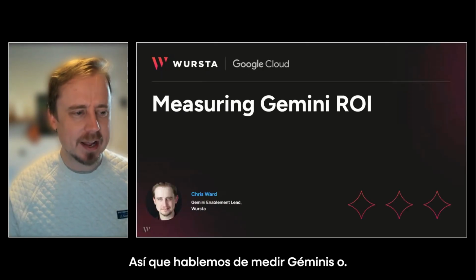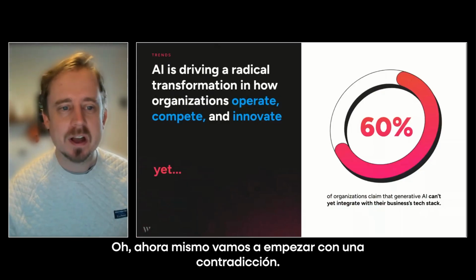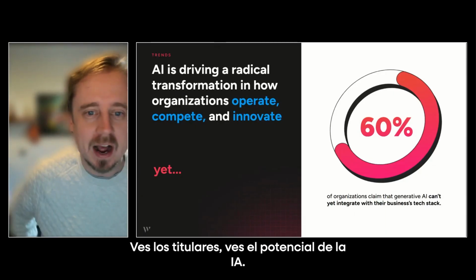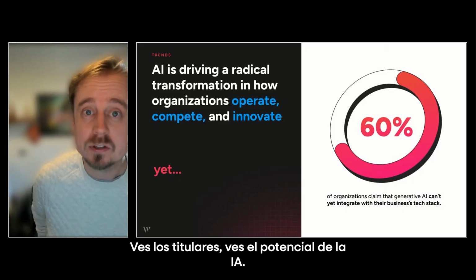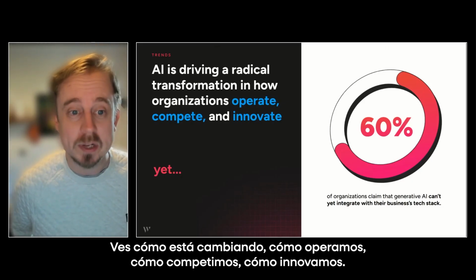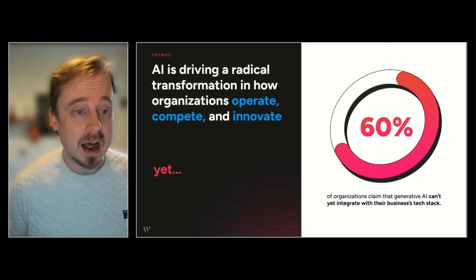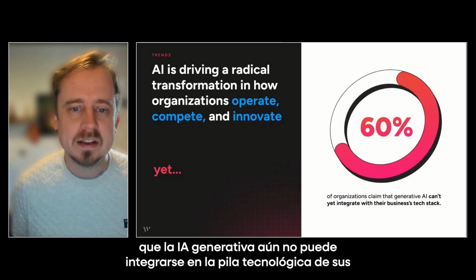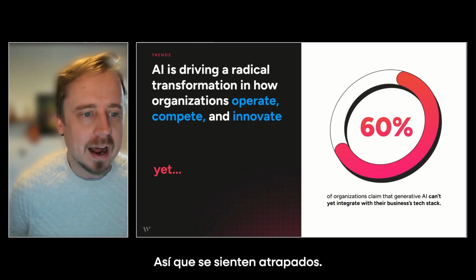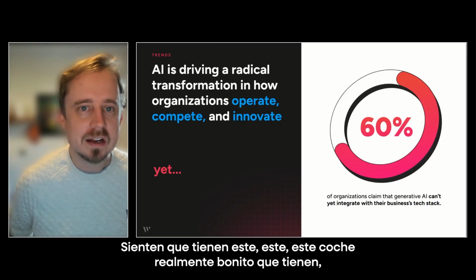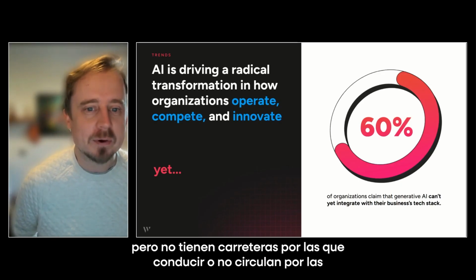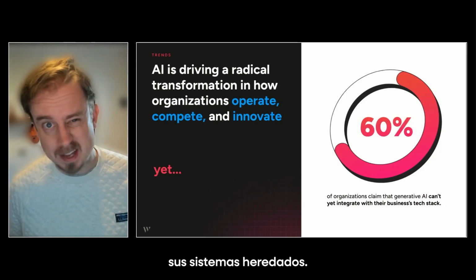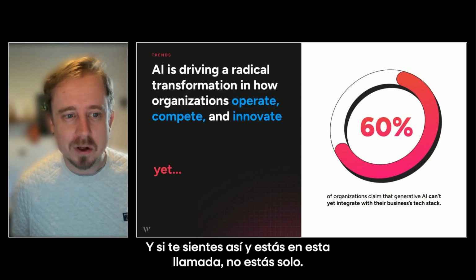So let's talk about measuring Gemini ROI. Right now, we're going to start with a contradiction, right? On one hand, we know that AI is driving radical transformation everywhere. You see the headlines, you see the potential of AI, you see how it's changing how we operate, how we compete, how we innovate. But then you look at the reality on the ground. This is from a recent study: 60% of organizations claim that generative AI can't yet integrate into their business's tech stack. So they feel stuck. They feel like they have this really beautiful car, but they don't have any roads to drive it on, or it doesn't drive on the roads they're usually driving on because it doesn't plug in perfectly with their legacy systems yet, right? And if you feel that way, and if you're on this call, you're not alone.